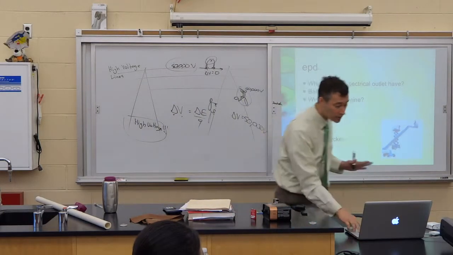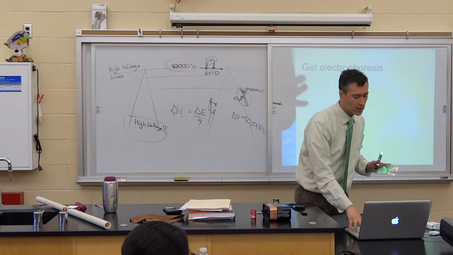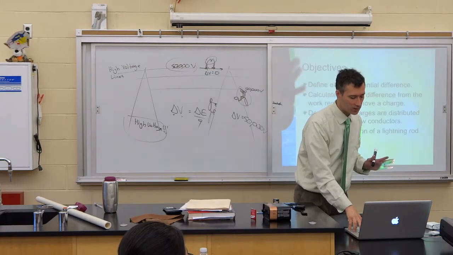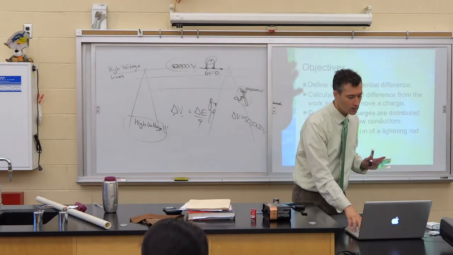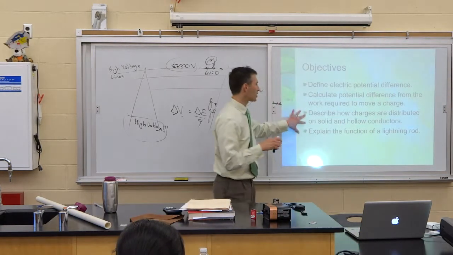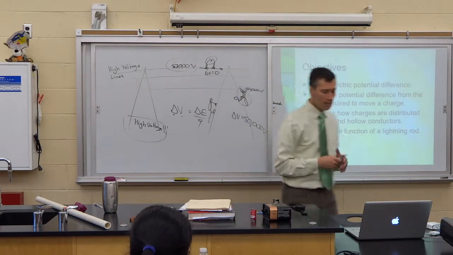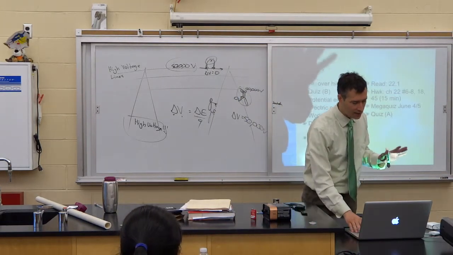I think I have 20 seconds. So what we didn't get to is our last 2 objectives. That's all right, because I can do those in like 5 minutes next class. We still need to describe how charges are distributed on solid and hollow conductors, and we still need to talk about a lightning rod. I'm probably going to have to go 10 minutes maximum. I'm hoping for 5.